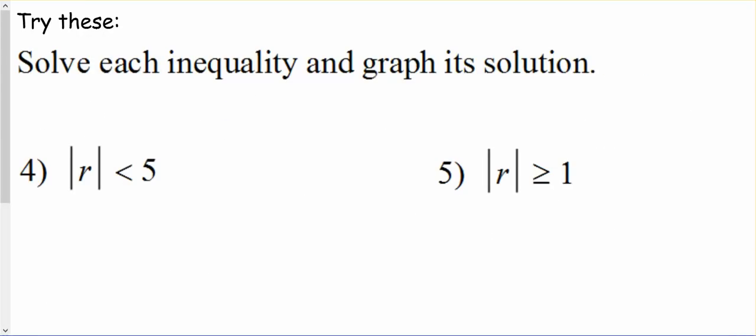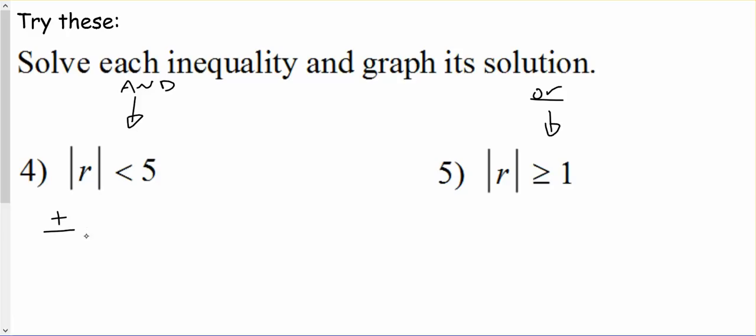So you guys try these. Solve and graph their solutions. We'll notice when this starts being less than, we know we're going to have an AND equation, and when we start being greater than, we know we're going to have an OR equation, just by how those symbols start off.